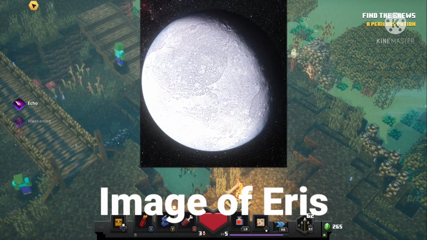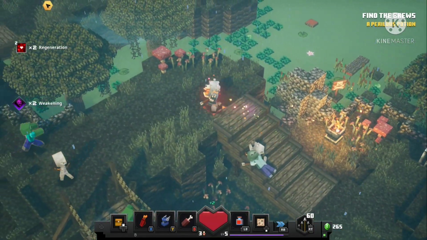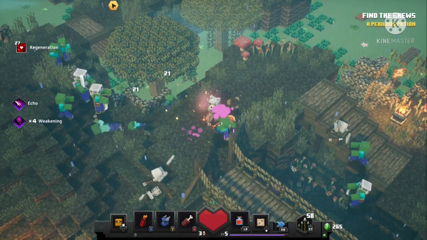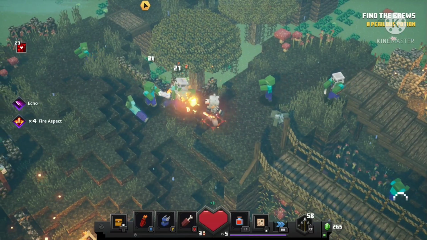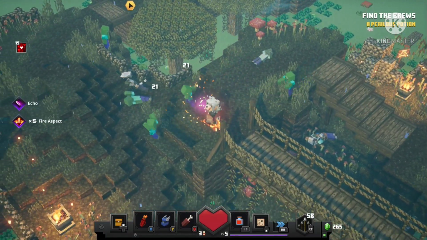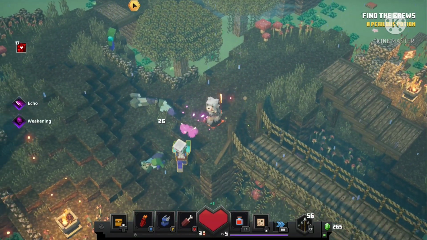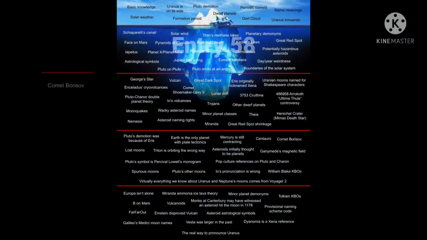When the dwarf planet Eris was discovered in 2005, it sparked a debate in the International Astronomical Union about what should be classified as a planet due to it being larger than Pluto. However, instead of Eris becoming the 10th planet in the solar system, the IAU decided to define what a planet was, and the definition did not account for Pluto, which was later demoted to a dwarf planet along with Eris.